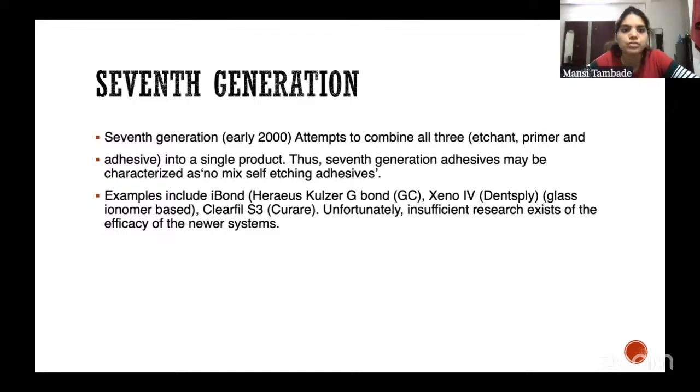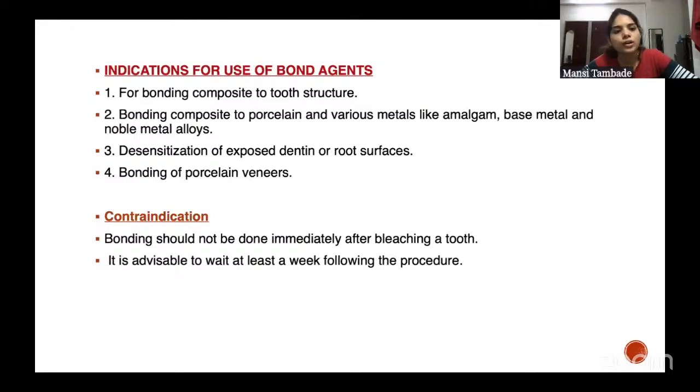So it was not that much used. And then the indications of the bonding agents: bonding composite to tooth structure is an important one. It was used for composite bonding to porcelain and various other metals, base metal and noble metal alloys, desensitization of exposed tooth surface and root surface, and bonding to porcelain veneers. Then contraindication: bonding should not be done immediately after bleaching a tooth.